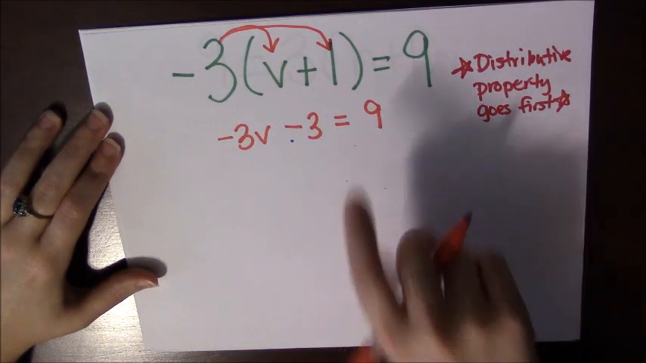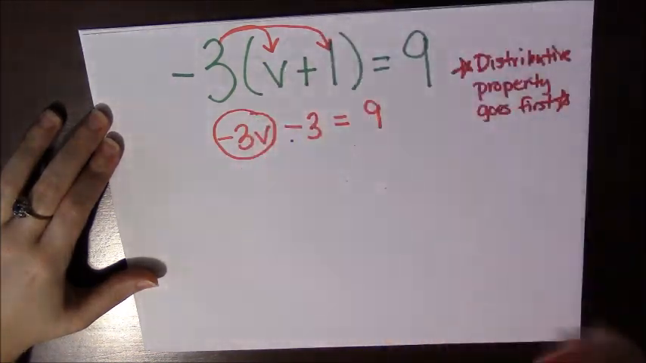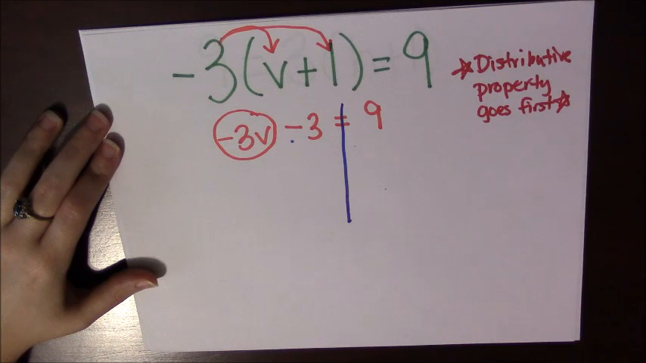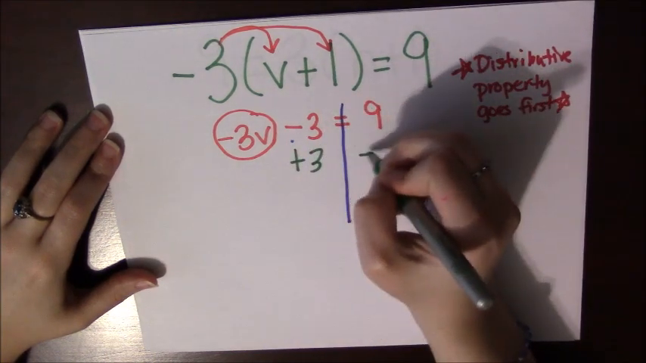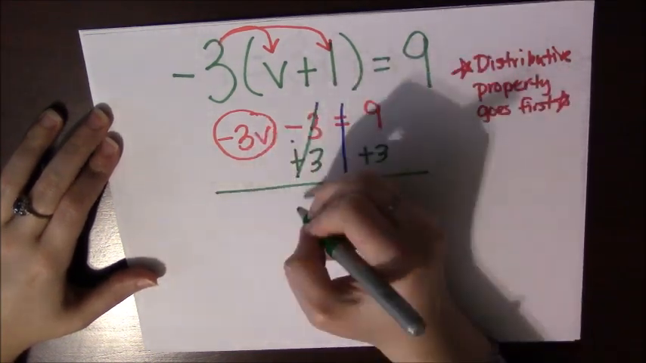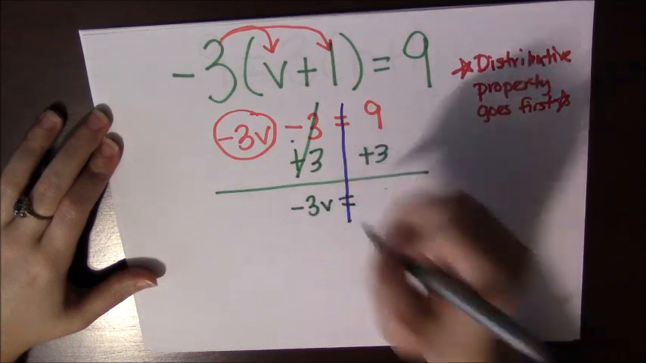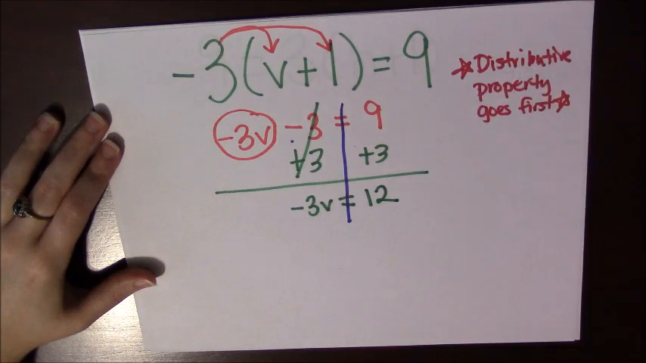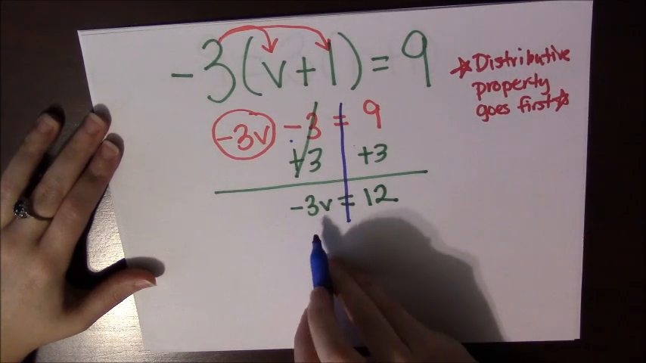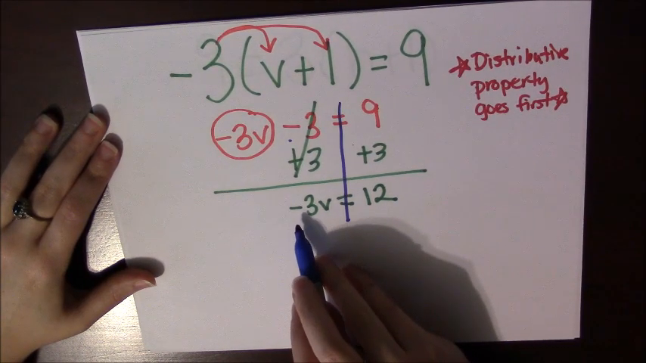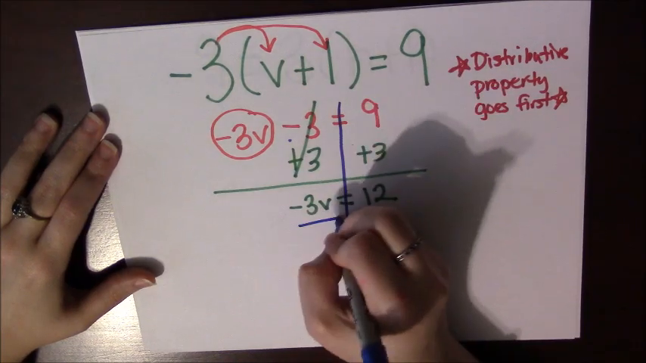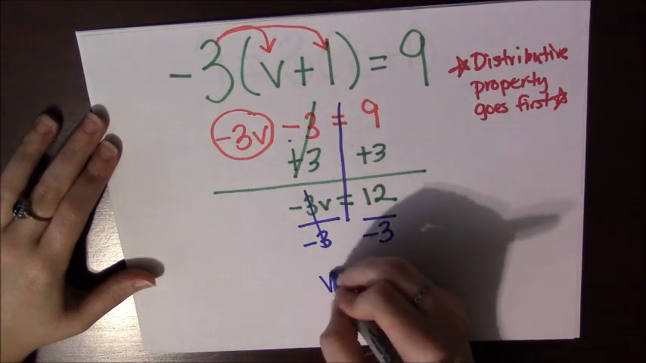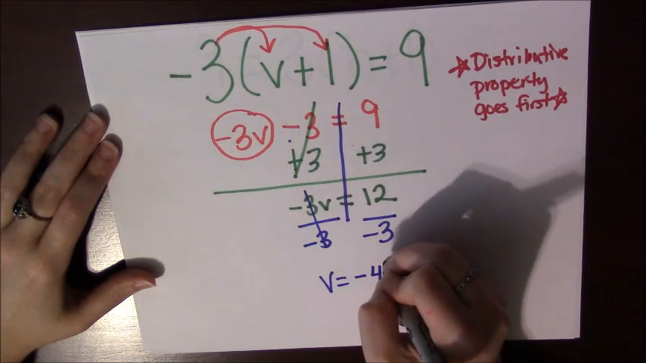So now I have an equation that we already know how to solve. We're very familiar with this, so I circle my variable and coefficient, draw my river. How do I get rid of -3? I add 3 to both sides, they cancel. So -3v, or -3 times v equals 12. Now here we have a negative, it must stay with the 3. So how do I get rid of -3 times v? Divide both sides by -3, cancels, so v equals -4.